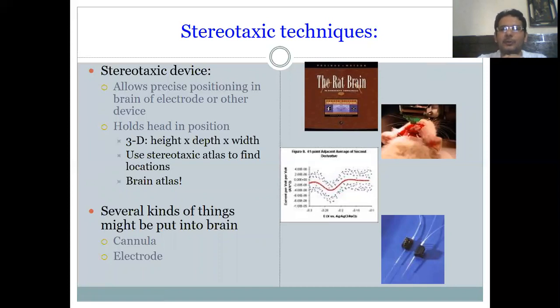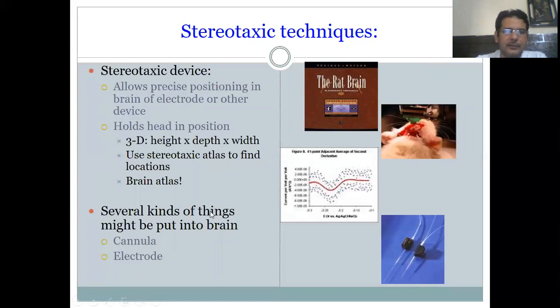In that case, we used to put the devices in and see the brain activity. We introduce electrodes inside the brain, and then we hold the head in a position. We just hold it in a position, and we can set the 3D coordinates: height, depth, and width. We take the brain atlas and compare it, to see where we have gone, and what the region is, whether it is the hippocampus or the thalamus, or what area of the brain it is, and then we check the brain activity.